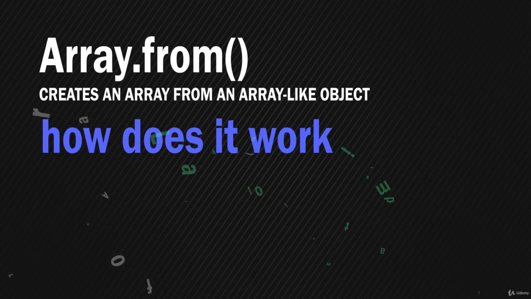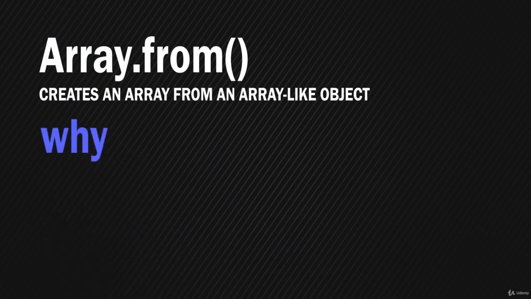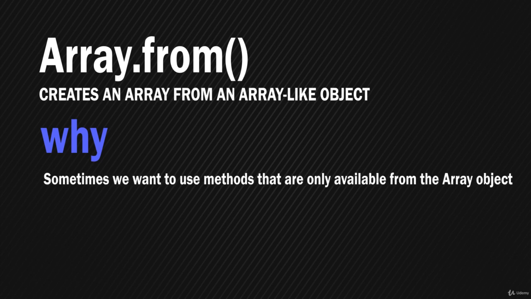Which brings me on to the next topic, and that is, why do you need to know about the array from method? Why did I even discuss it in this course? Well, sometimes we want to work with methods that are only available from the array object. For example, the forEach method is only available on the array object, and in order to access that method, we sometimes have to convert what we're working with in our code into an array. Does that kind of make sense?